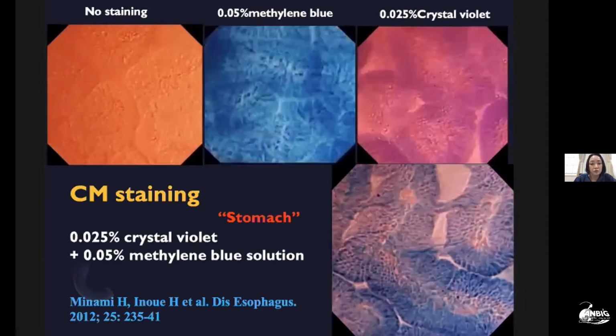And this is the stomach. As in the esophagus, the crystal violet and methylene blue mixture solution allows clear imaging of surface structure. The difference is that gastric mucosa has glandular structure, which is important to evaluate the differentiation type of gastric cancer.